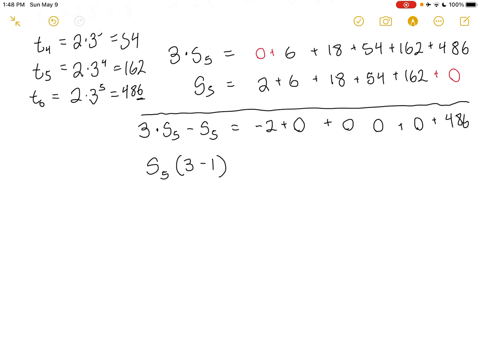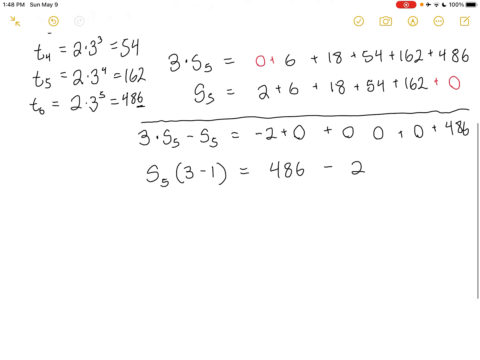I know it may seem a little odd to do that because you could just say there's 2 S5, but what I'm trying to get to here is a generalization. So we'll see in a minute why this is useful to do. And what we're left with on the right side is 486 minus 2.